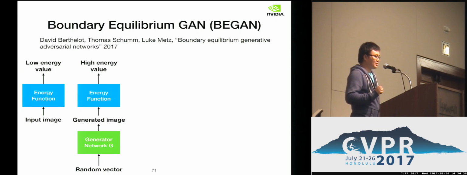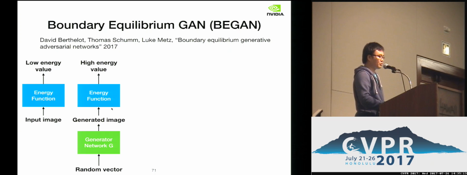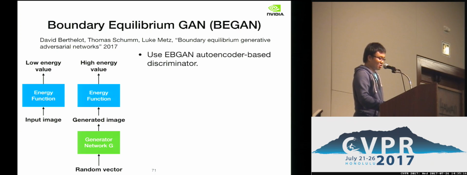So recently there's another paper from Google. It's called Boundary Equilibrium GAN, BE-GAN, by Berthelot, Schumm, and Metz. BE-GAN is based on EB-GAN. EB-GAN, let me remind you again, is an energy-based GAN. In EB-GAN, we replace the discriminator with an energy function and want to assign a low energy value to the true image, and a high energy value to the generated image.